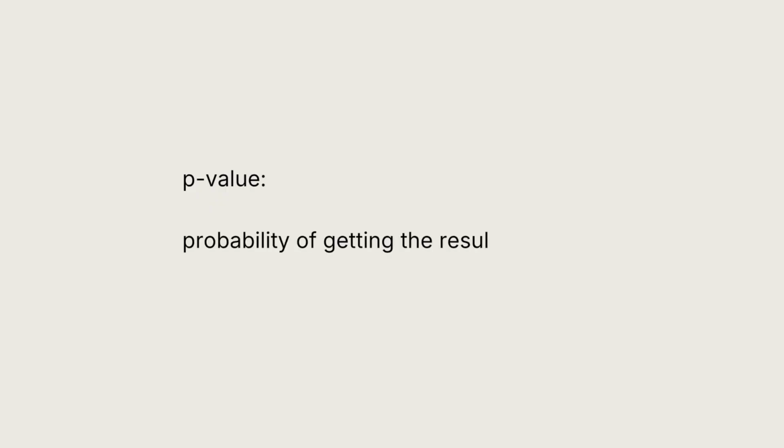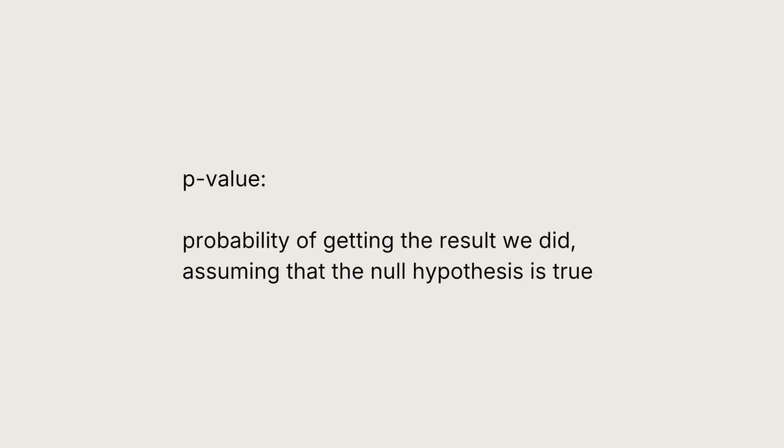So in a 5-second summary, a p-value is just the probability of getting the result that we did, assuming that the null hypothesis is true. So the smaller the p-value, the more surprised and the more likely we are to reject the null. The bigger the p-value, the less surprise we have, and the more likely we are to keep our assumption.